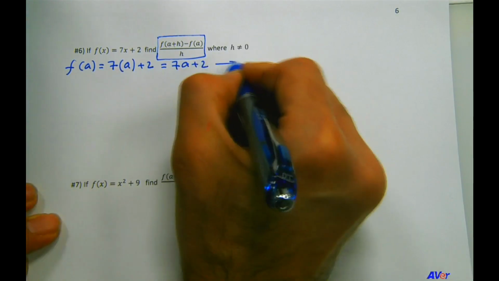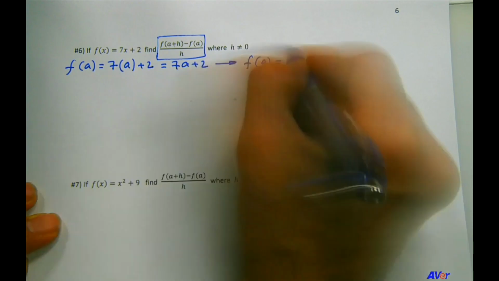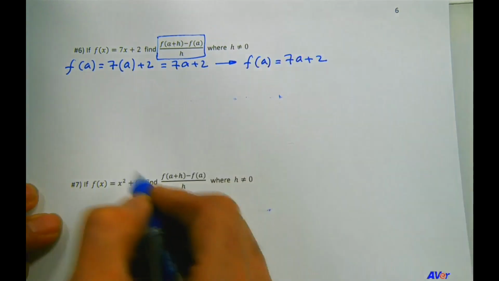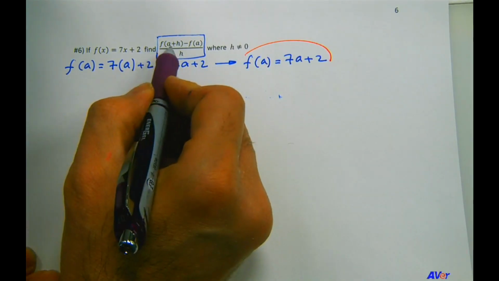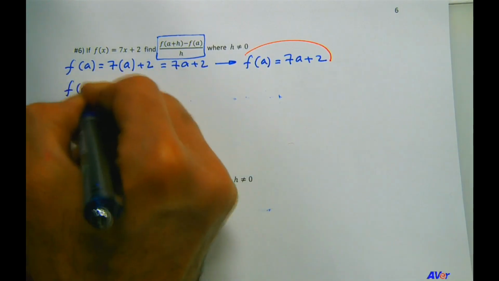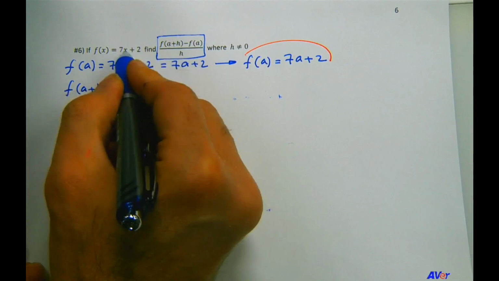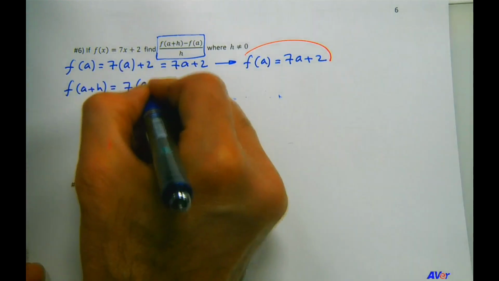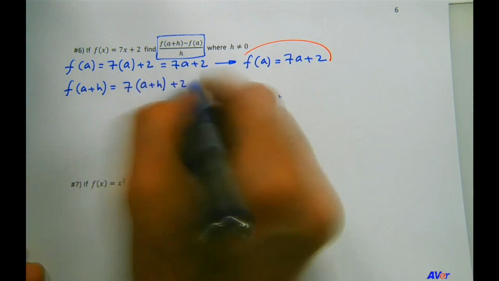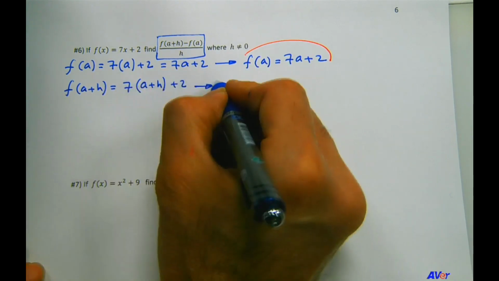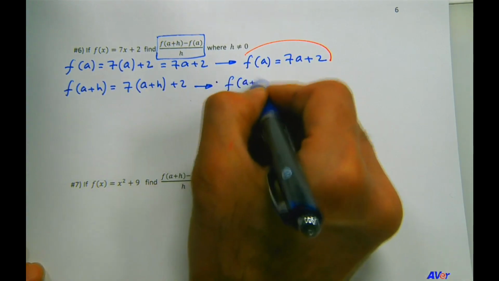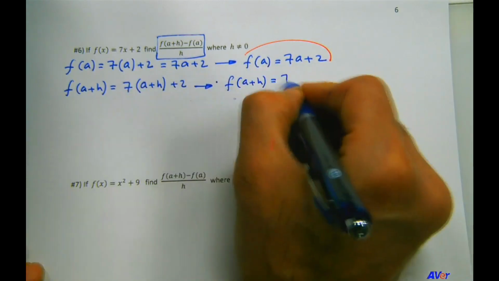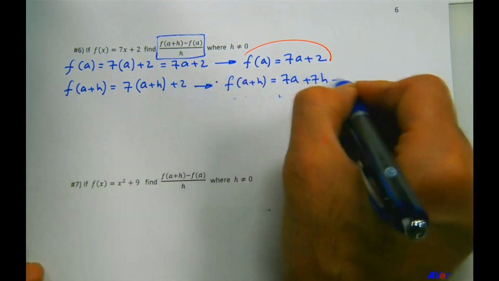Okay, let me write it here. f of a is equal to 7a plus 2. We have that figured out. Now let's figure out f of a plus h. f of a plus h is equal to, where you see x, replace it with a plus h, plus 2, right? Let's distribute 7 times a. So f of a plus h is equal to 7 times a plus 7 times h plus 2, right? That's it.